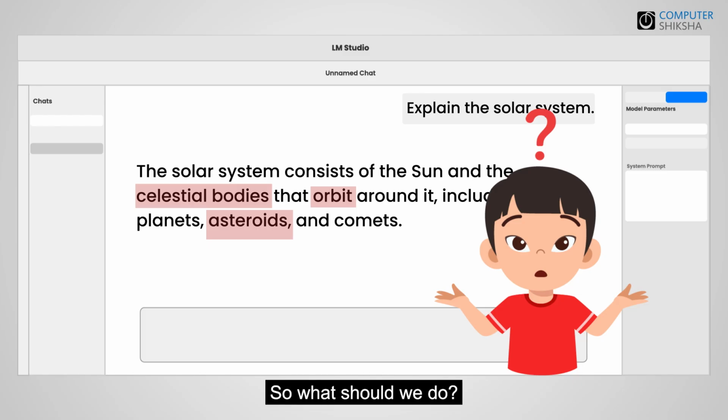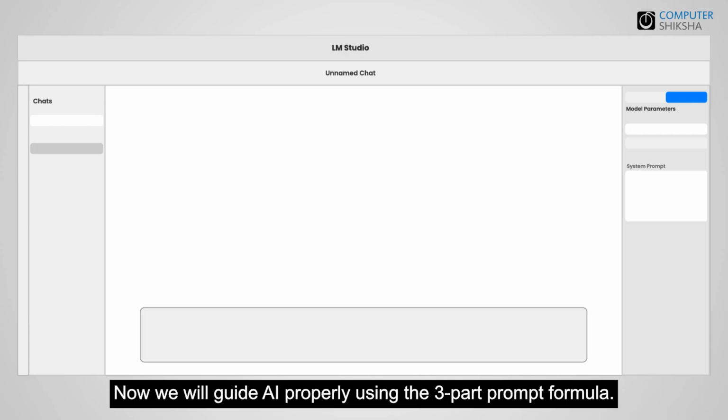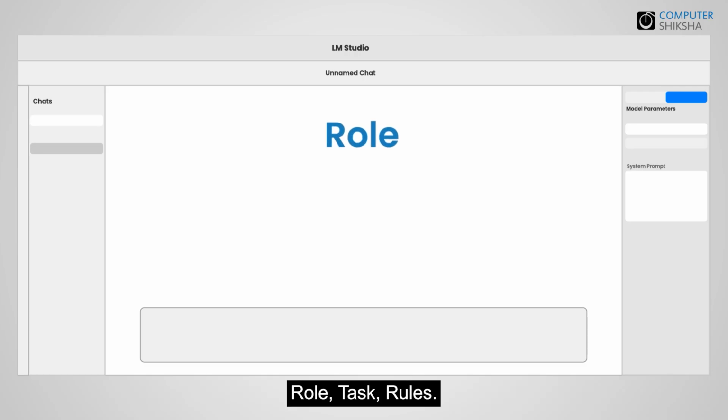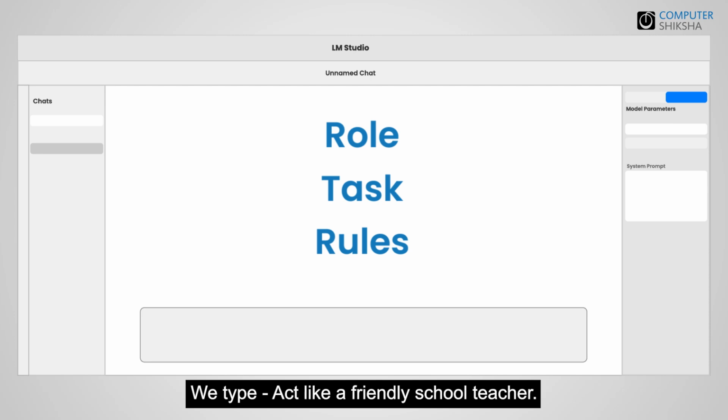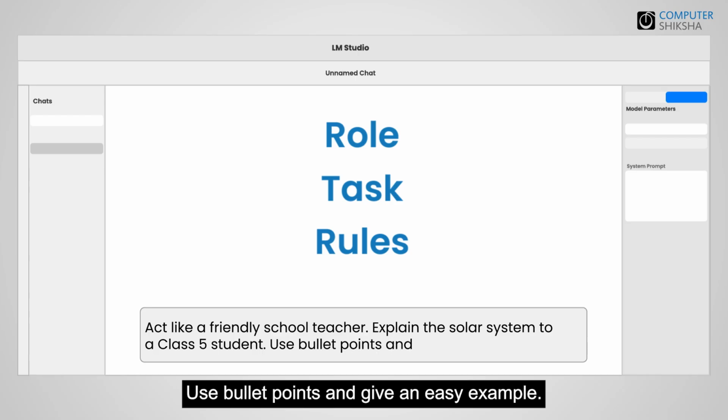So what should we do? We should improve our prompt. Now we will guide AI properly using the 3-part prompt formula: role, task, rules. We type, act like a friendly school teacher, explain the solar system to a class 5 student. Use bullet points and give an easy example.